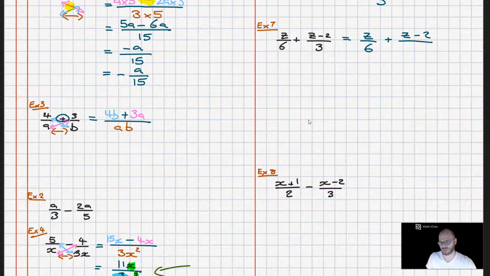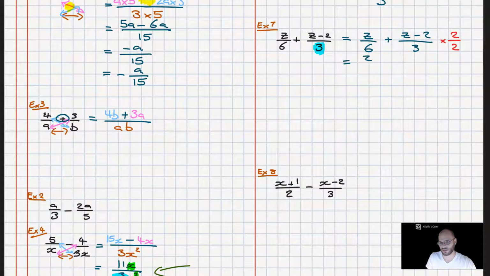So we've got z over 6 plus (z minus 2) over 3. Now with this we ask ourselves, which is the easier fraction to have a common denominator with? 6 is a bigger denominator, so I don't really want to mess with that, and 3 is a smaller one. Now think about it. 3 can fit into 6 twice over. So we can multiply the 3 by 2, and that will give us a denominator of 6. If we multiply the denominator by 2, we also do that with the numerator, just to keep everything in balance. We don't want to change the value of the fraction, we just want to change its representation.